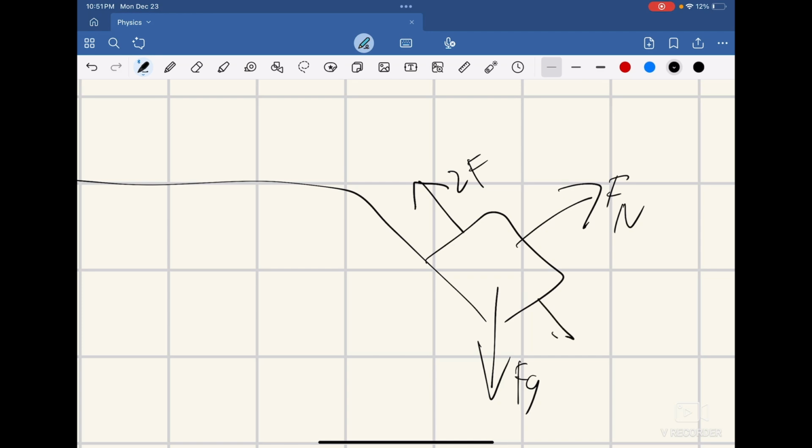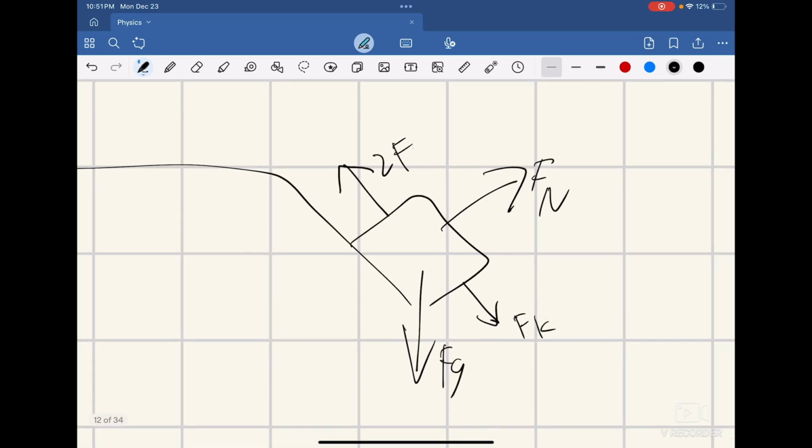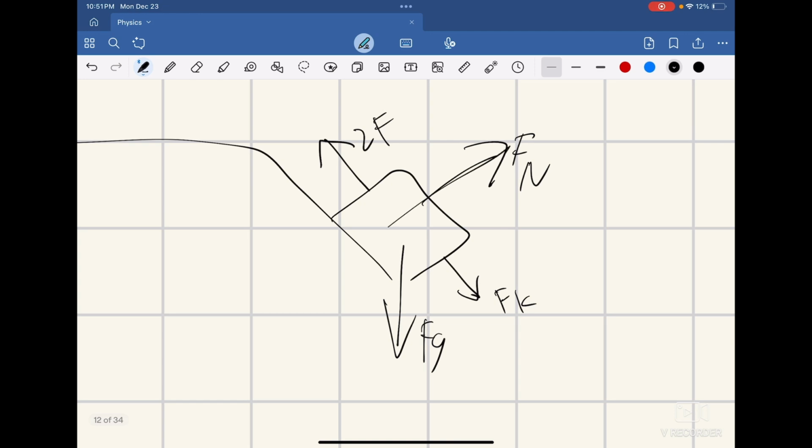There's also F_K, which is acting against the motion, and since it is saying that it's moving upwards, it is going against the line of motion, therefore F_K is pointed downwards. And one more thing, we'll be having the x-axis be this line right here, and the y-axis be this line right here.